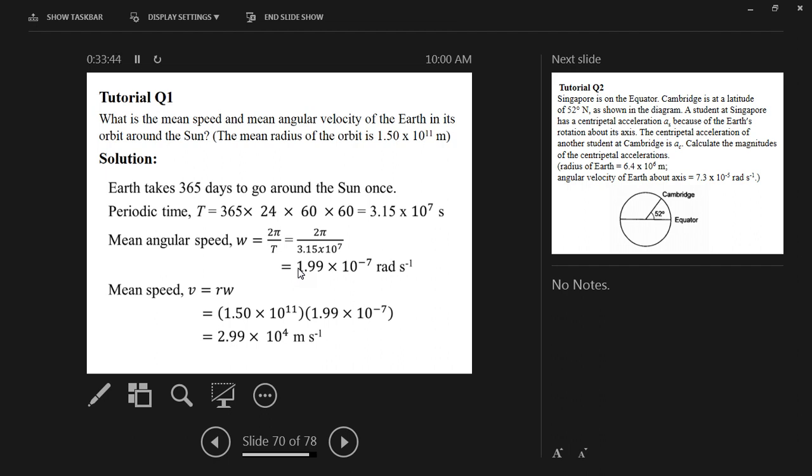So now we move on to question 2. I'm going to give you some time to try out question 2. It was a past year A-level MCQ question. Okay, but here I didn't give you the choices. So you work out the answer.